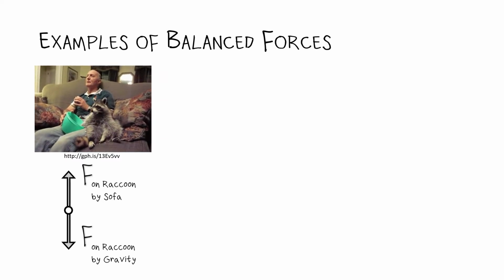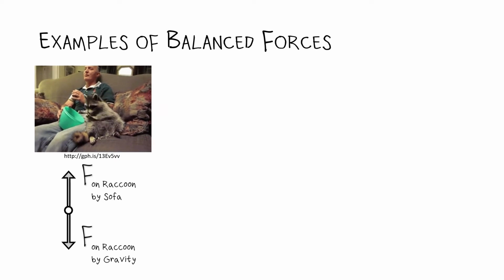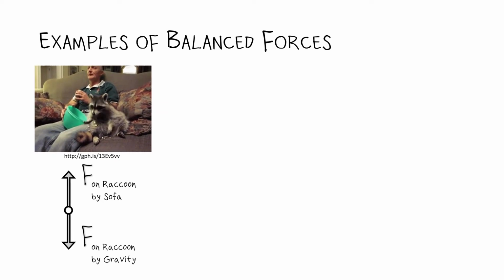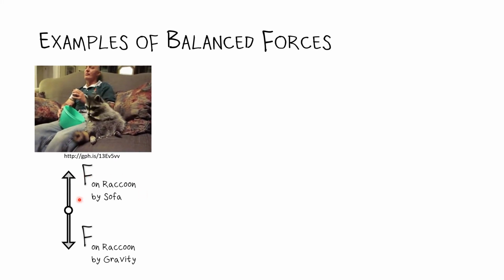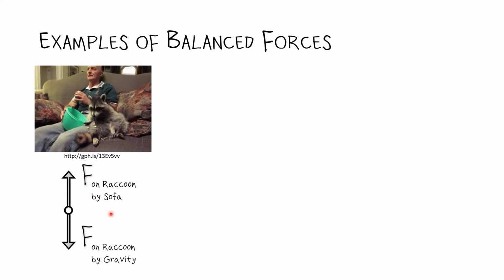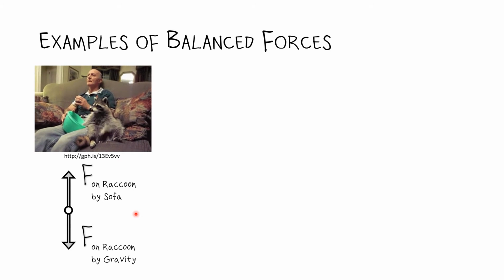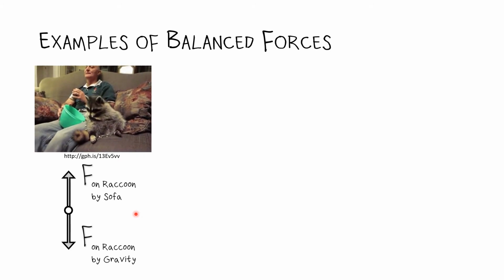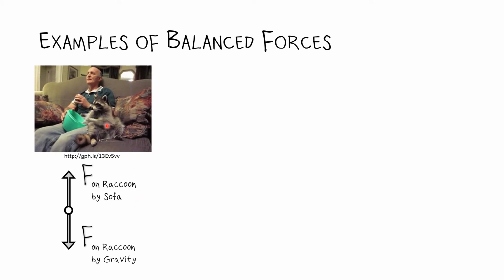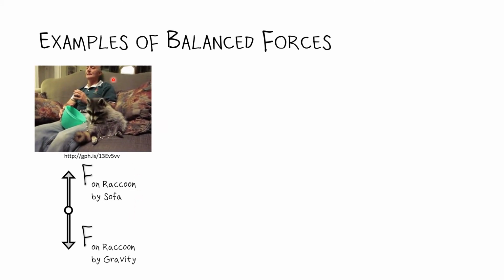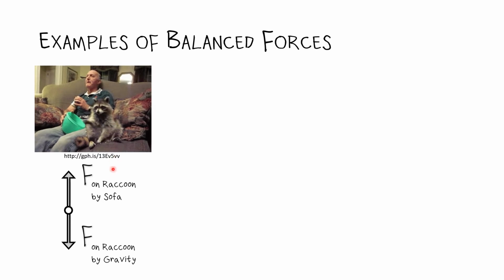Since these arrows are drawn to the same length, the magnitude represented is the same. And also, if you notice the way I have this written, we've got a force on the raccoon by the sofa. So this notation draws home the idea that every force is an interaction between two objects. The sofa is pushing up on the raccoon and gravity is pulling down on the raccoon.